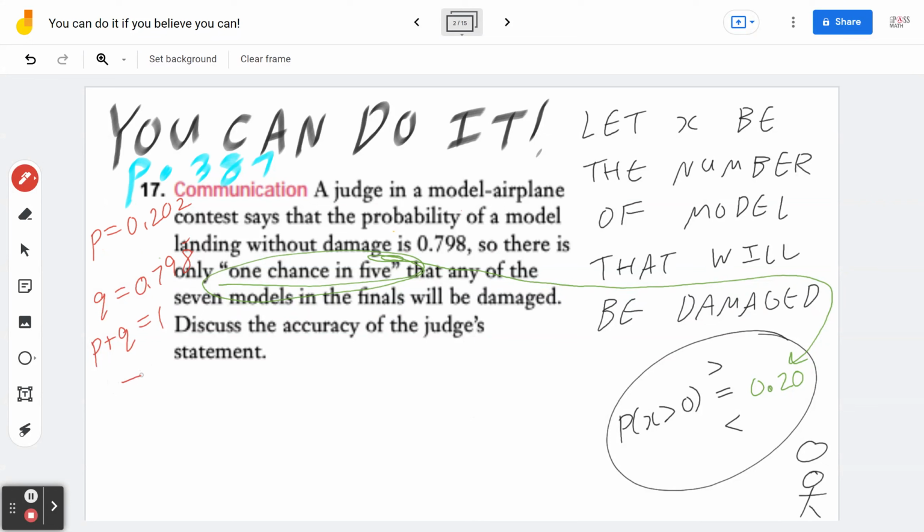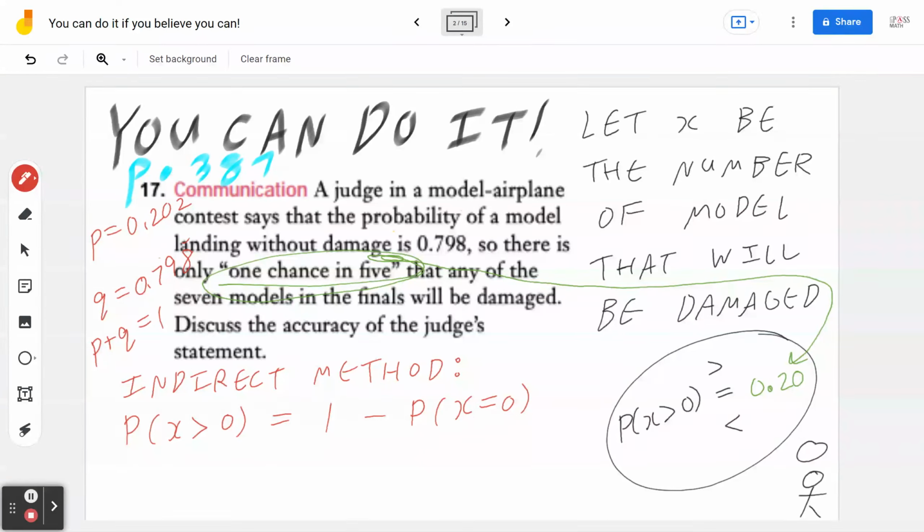Now, there are two ways of solving this question. The first method is called the direct method. The second one is the indirect method. My favorite method, just because on average the indirect method is a little bit faster. So the goal here is to find P of x greater than 0. From an indirect method perspective, that's going to be 1, which is 100%, all combinations, minus P of x equal to 0. So I'm taking all the combinations minus the opposite of what we're looking for. So in this case, it's going to be 1 minus.